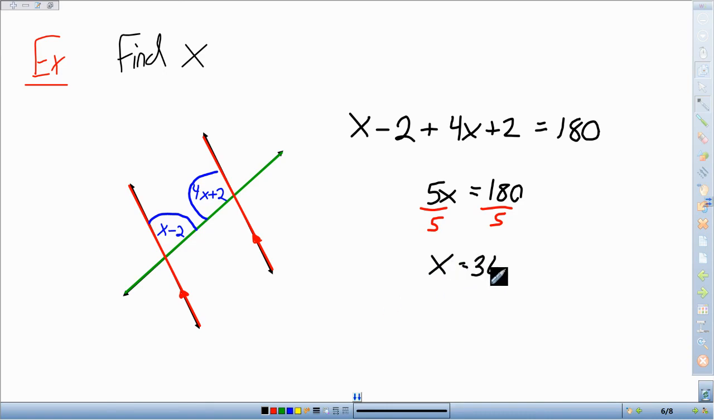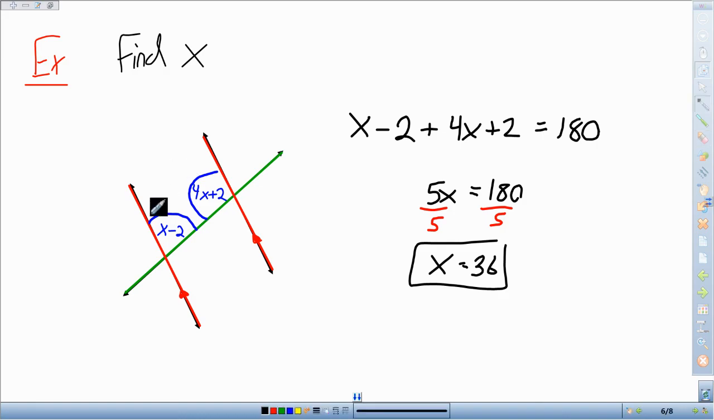And, just always double checking, is that what they wanted? Do they want x? Yeah, it says find x. Just be careful because sometimes they'll want us to plug x back in and get the measure of an angle, which we could do easily here. If we plugged it into this one, 36 minus 2, we get 34 degrees, right? And then if these add to 180, we could find this other one fairly quickly. It looks like this would be 146?